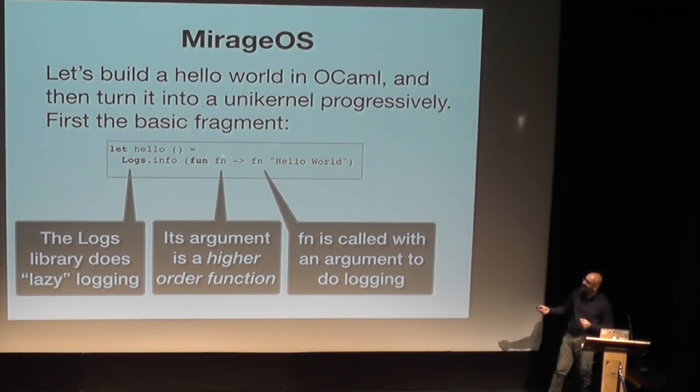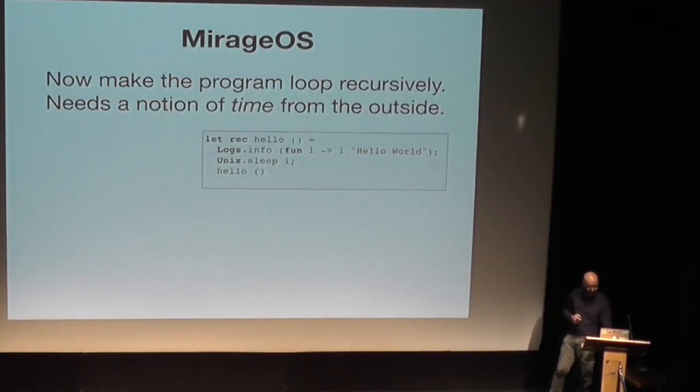And the function being passed into it is itself a function, which when it receives a logging string, will then log it. So you can see how in our hello world, we're starting to use higher order programming in order to build nice functional abstractions for something as pedestrian as logging, which it turns out is quite a difficult problem.